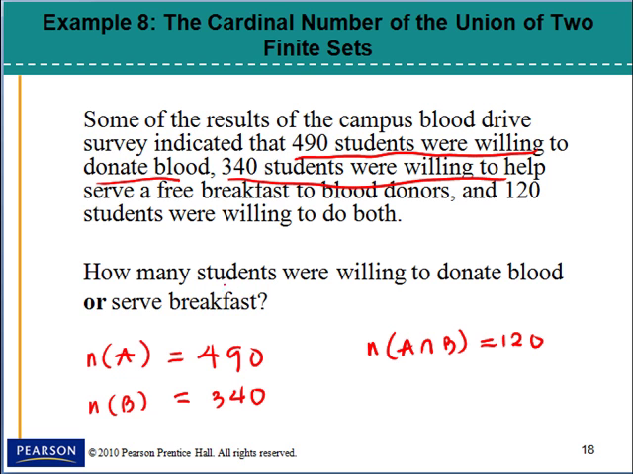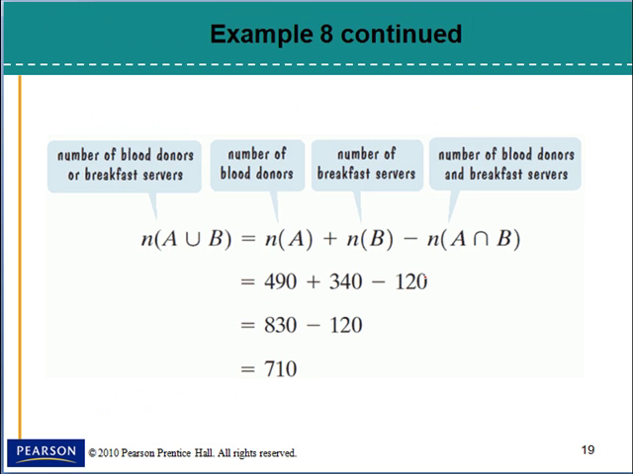We are looking for the number of students willing to donate blood or serve breakfast. That means we're looking for the number of A union with B. Here we use the formula that I mentioned earlier. We take 490 plus 340 minus 120, and then we get our answer, 710.